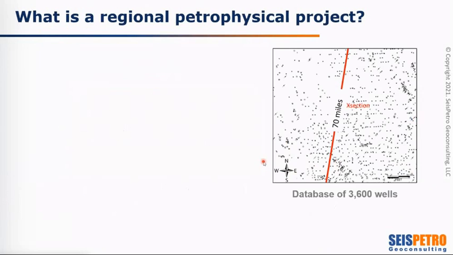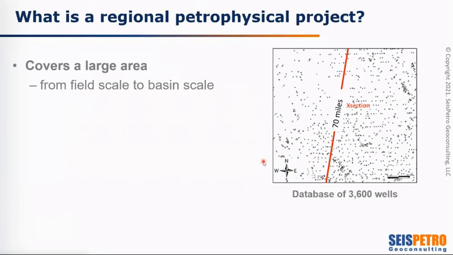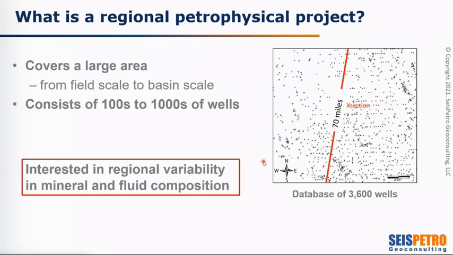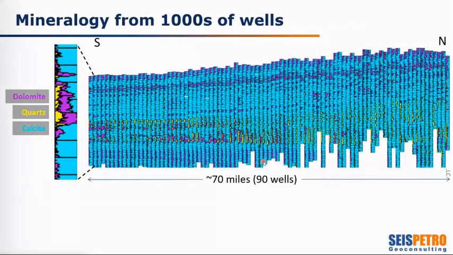So what do I mean by a regional petrophysical project? I'm talking about projects that cover large areas, could be field scale or basin scale, with hundreds or thousands of wells. What is important here is that the interest is in the regional variability in the mineral and fluid composition. From the multimineral point of view, we want to understand the mineral distribution and the fluid distribution, but it is sometimes difficult because of the varying properties of the mineral constants. The idea with this type of project is to map the mineralogy from thousands of wells.